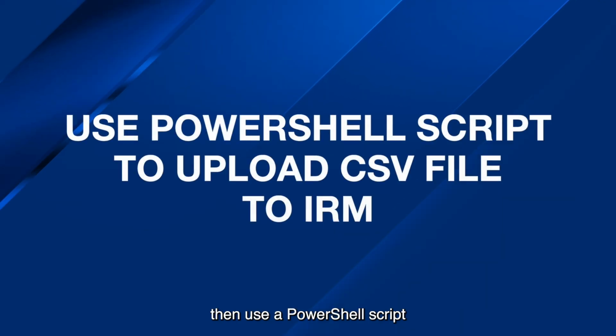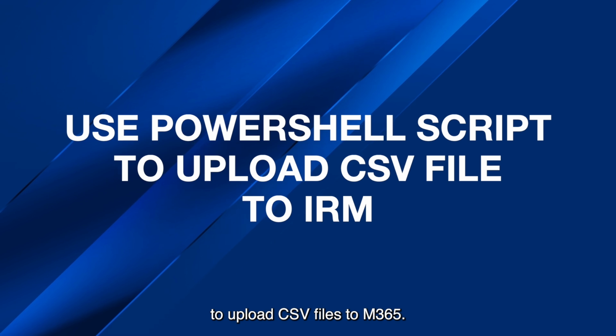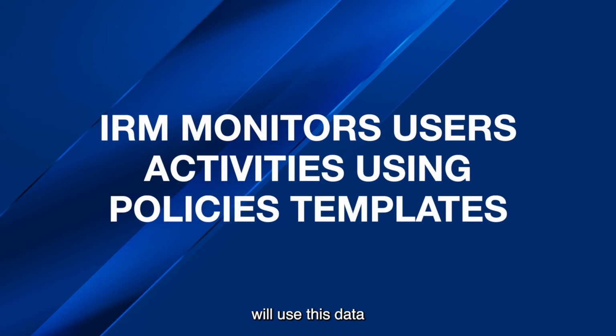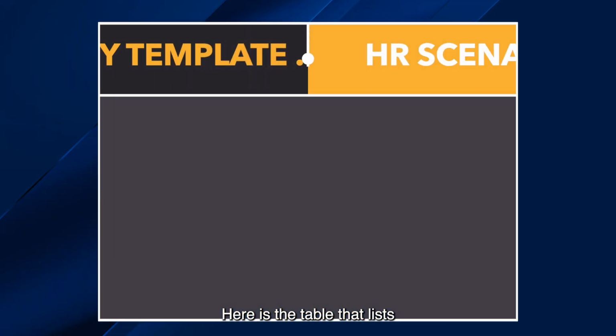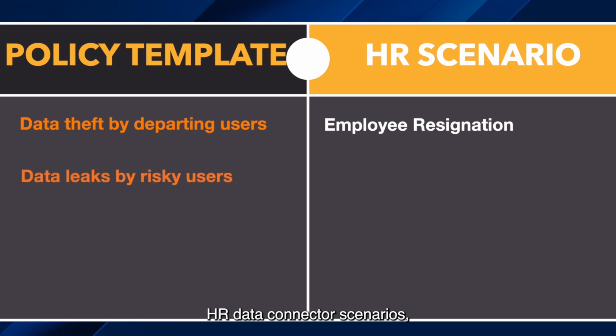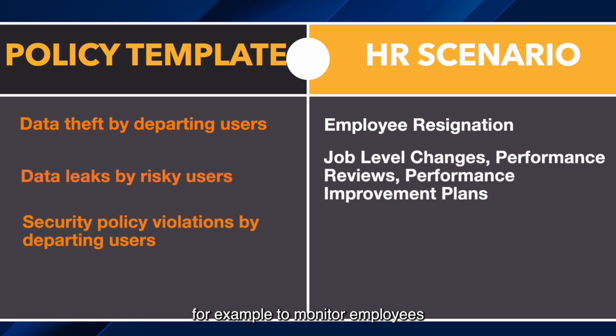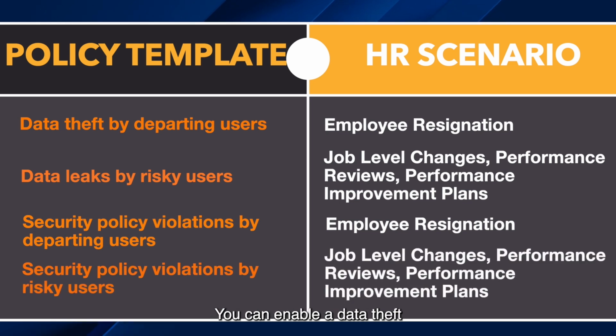You will then use a PowerShell script that is provided by Microsoft to upload CSV files to M365. Then, Insider Risk Management will use this data to generate user activity alerts. Here's the table that lists which IRM policy template can use HR data connector scenarios. For example, to monitor employees that submitted resignations, you can enable a data theft by departing users policy template. Additionally, you can use the security policy violations by risky users policy template for the same HR scenario.